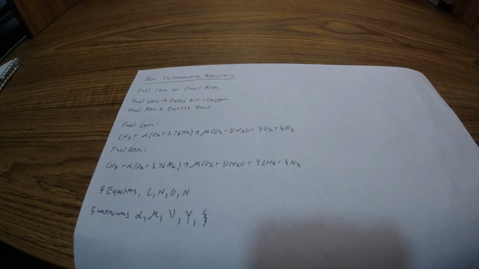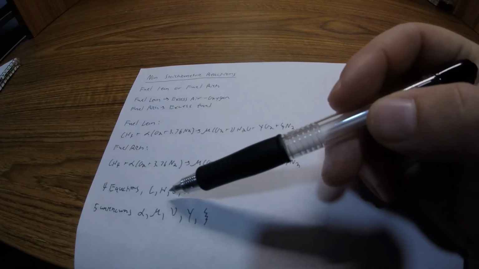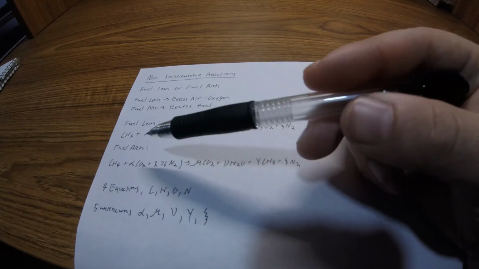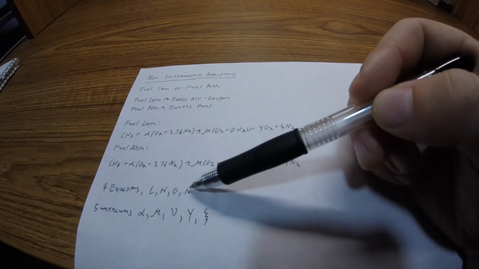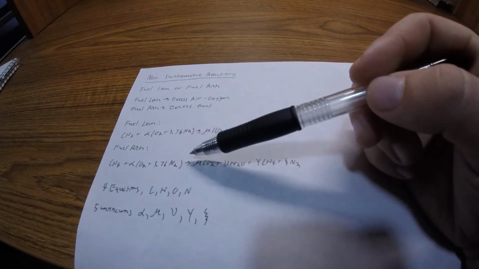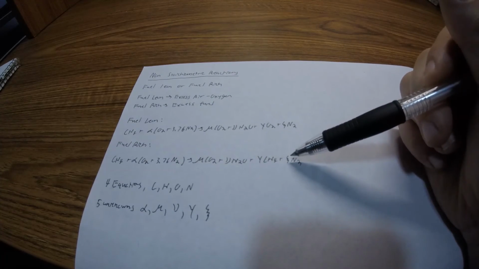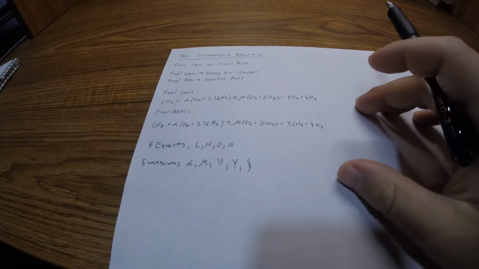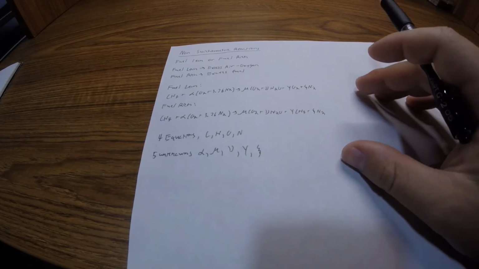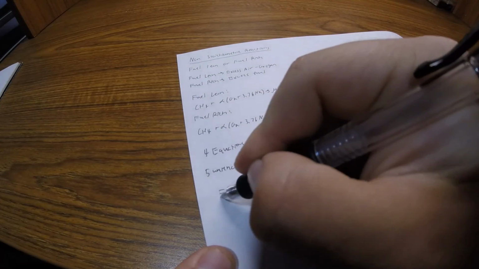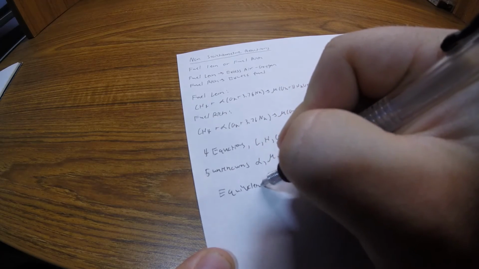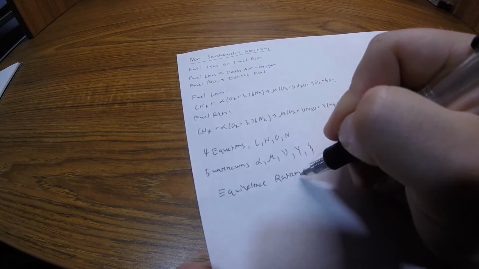Unfortunately, when this is the case, if we just know the reactants, we cannot sufficiently balance the equation because we have 4 equations but 5 unknowns. We have carbon, hydrogen, oxygen, and nitrogen, but we have 5 unknowns: alpha, mu, nu, gamma, and a zeta term. So we need something else to solve this equation. We need our 5th equation.